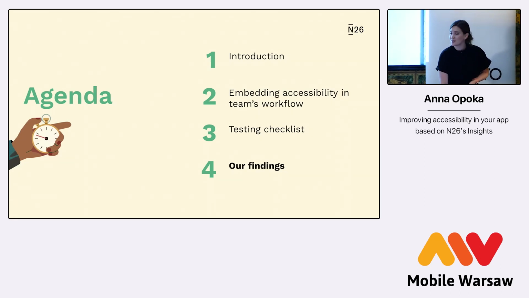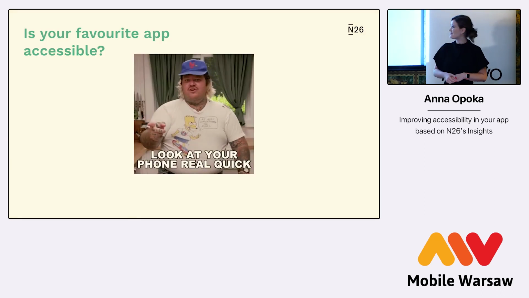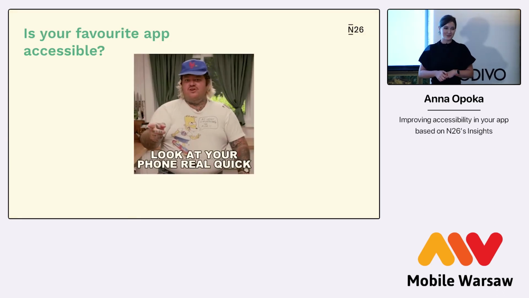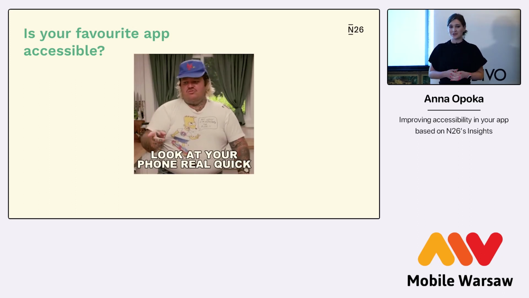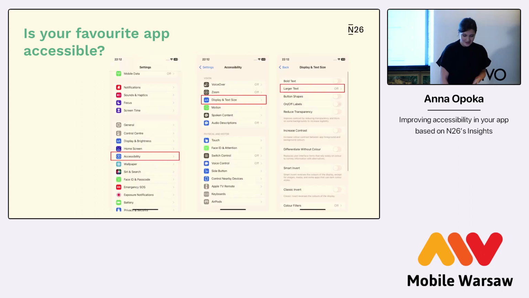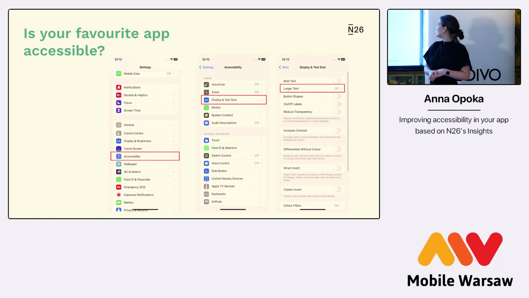So now let's do some investigation together. I would like to do a little experiment with you. So I would like you to take your phone and check if your favorite app is accessible. We can do it with the example of increasing the font size. At least on iOS, this is how you do it. You have to go to Settings, Accessibility, and Larger Text. Sorry, I didn't prepare for Android.